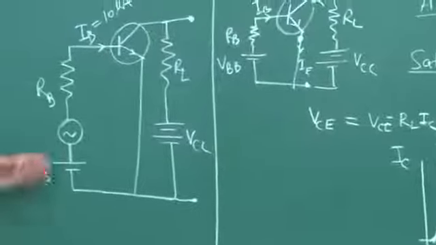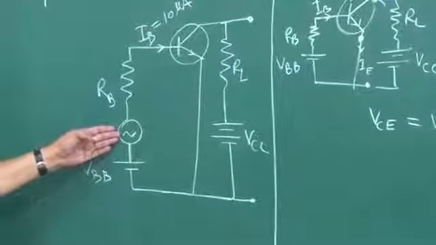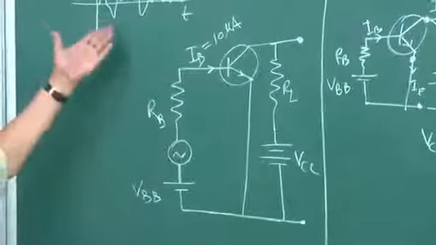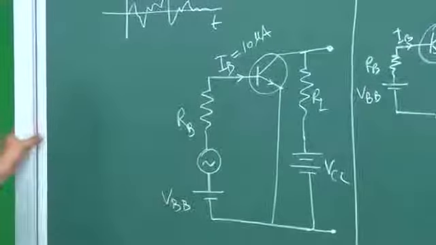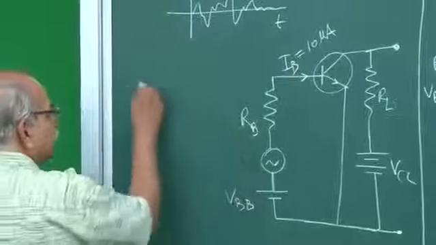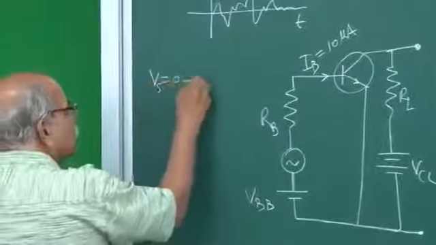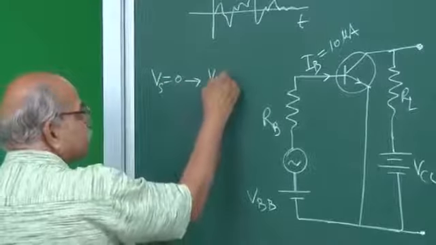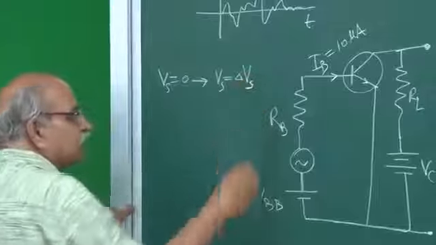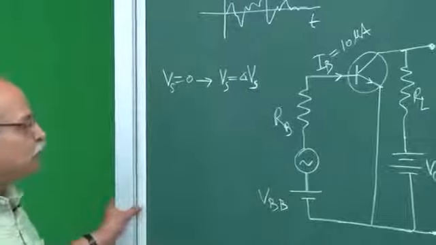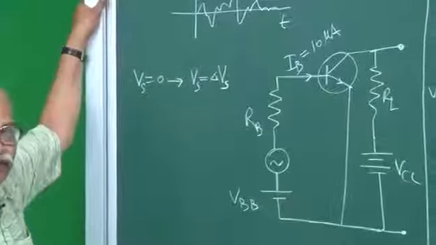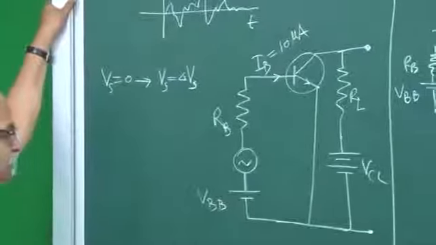Now, the signal is there. At a certain time the signal is 0, but then as time passes it changes. Let us say it changes by a small amount delta Vs. So this Vs, which was 0, goes to Vs equal to delta Vs. What will happen to IB? The IB will also change.